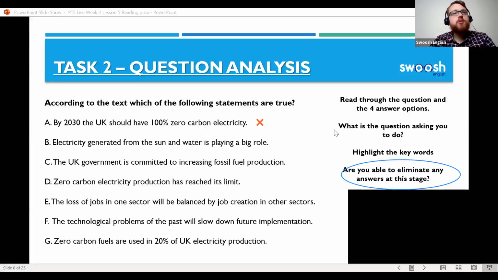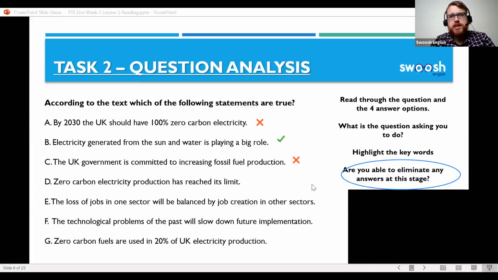B, electricity generated from the sun and water is playing a big role. Do we think, obviously talking about green energy, that the use of sun and water are very important? I personally think so, given that these are highly important renewable energy sources. Obviously I can't confirm, but my hunch would say this could be a potential answer. C, the UK government is committed to increasing fossil fuel production. Well, I think that's quite a realistic thing to talk about, given that most governments in the world are starting to commit to decreasing fossil fuel production. But what is the UK doing? Is it increasing fossil fuel production? Now, some countries might be, but I don't think the UK is. I think a lot of the Western nations are committing to reducing this.